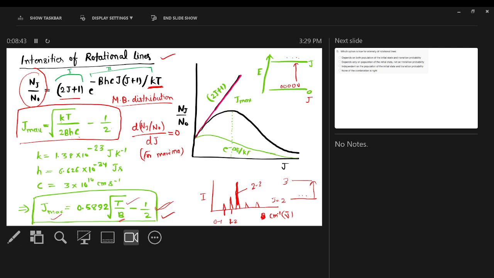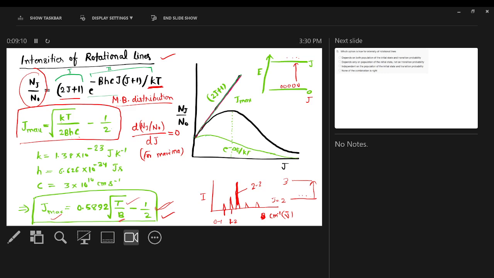If we ignore the second term, then this becomes a linear function, correct? We'll get something like this, with an intercept of 1. And if we ignore the first term, then it's an exponentially decaying function like this. But when we combine both term 1 and term 2, what will happen?